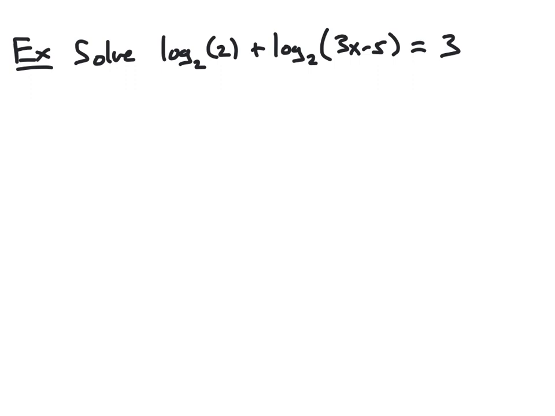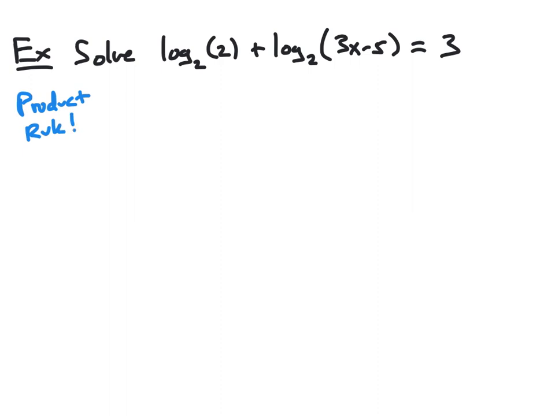For a slightly more complicated example, let's look at the equation log base 2 of 2 plus log base 2 of 3x minus 5 equals 3. In this case, we don't quite have a single log on one side. We have the sum of two logs. But both logs are base 2. And if we have the sum of two logs with the same base, we can apply the product rule for logarithms in order to condense that into a single log.